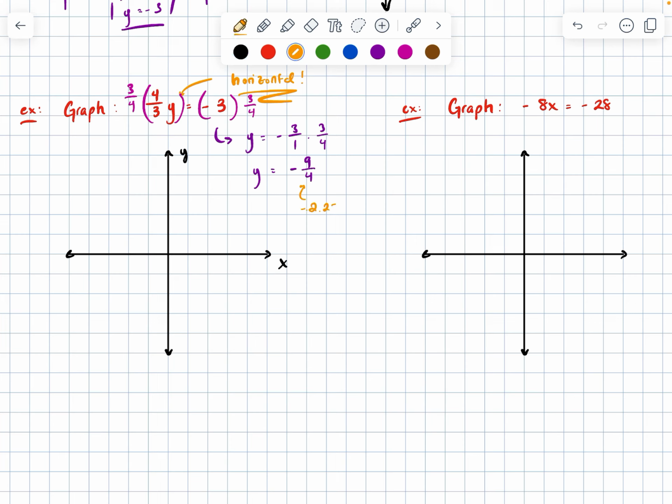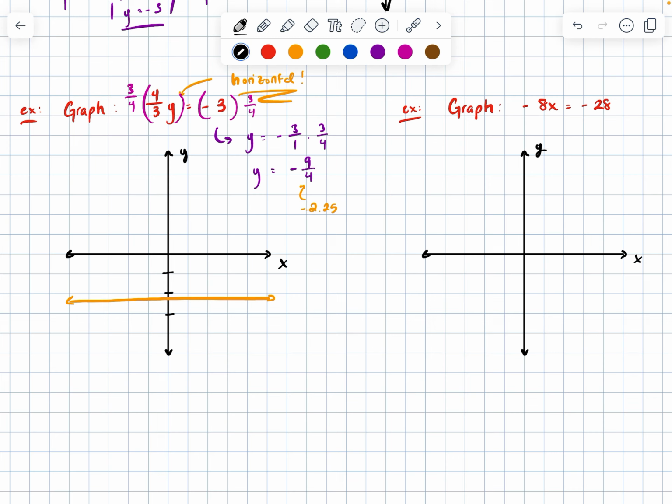Negative 9/4. So this number is approximately negative 2.25. In fact, it is exactly negative 2.25. So it's going to be between 1, 2, there you go. Between negative 2 and negative 3, it's a little bit closer to our negative 2. I'll draw the horizontal line through that value. There you go. There's your graph of y equals negative 9/4.